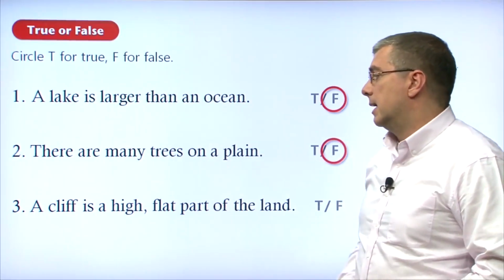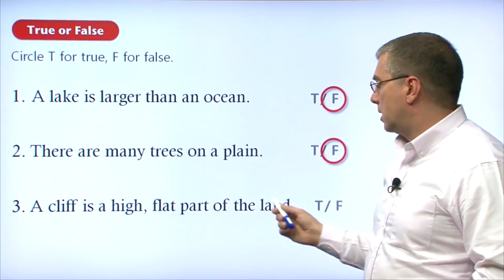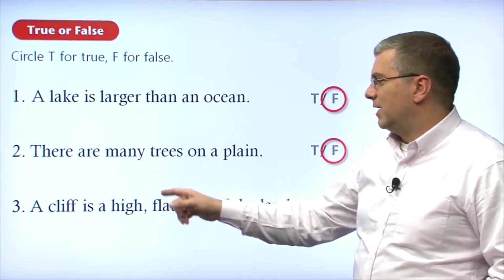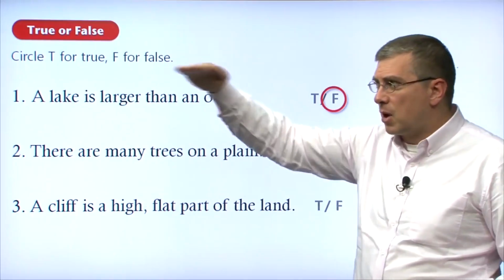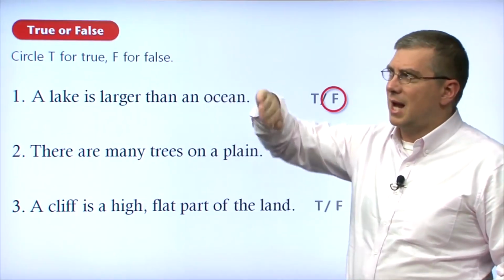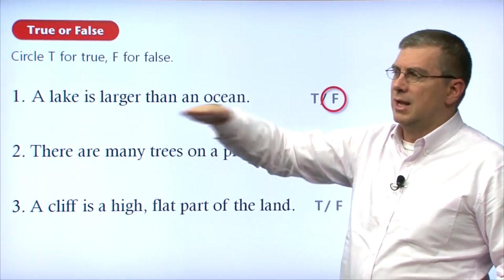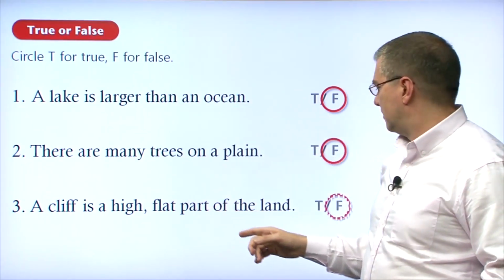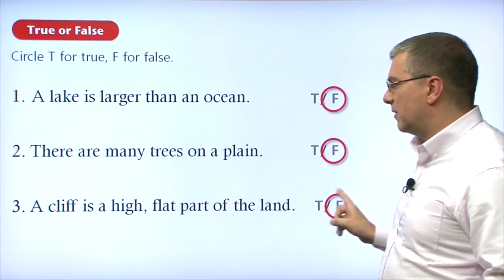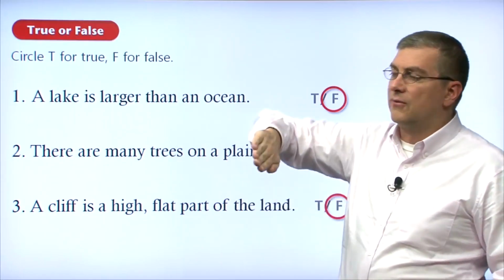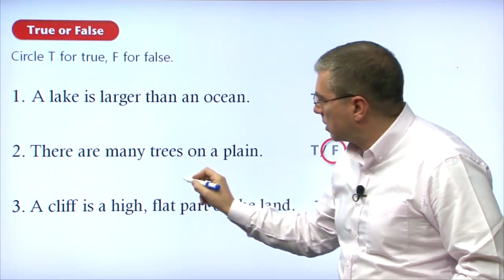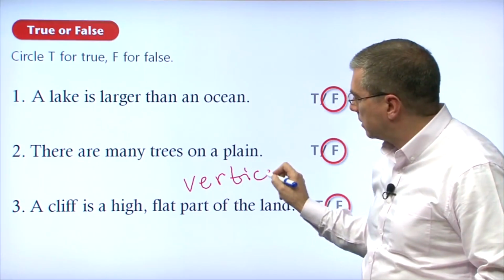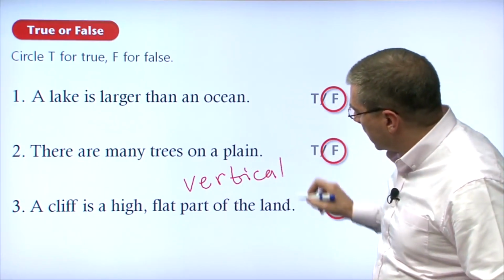Okay, so number three, a cliff is a high, flat part of the land. Now this is an interesting idea here. A cliff is a high, flat part of the land? No, how can it be high and flat? Flat means like, from side to side. So a cliff is a high, flat part of the land. That has to be false, right? Because it's not flat, it's vertical. Okay? Vertical is different from flat.